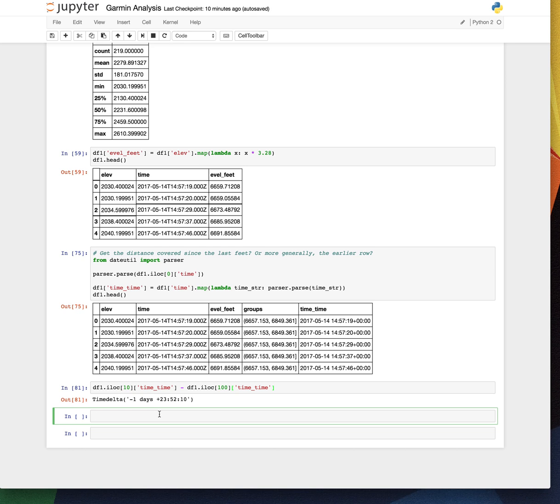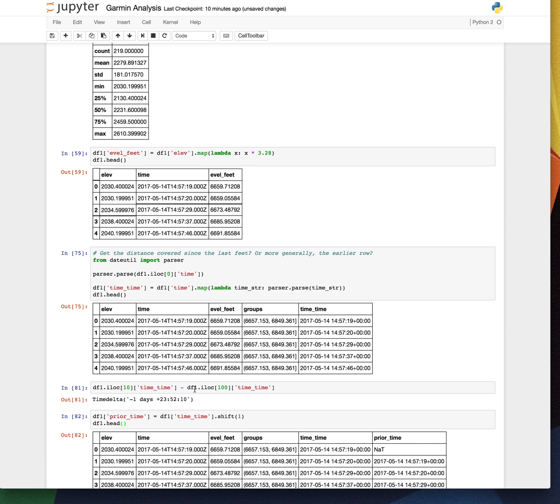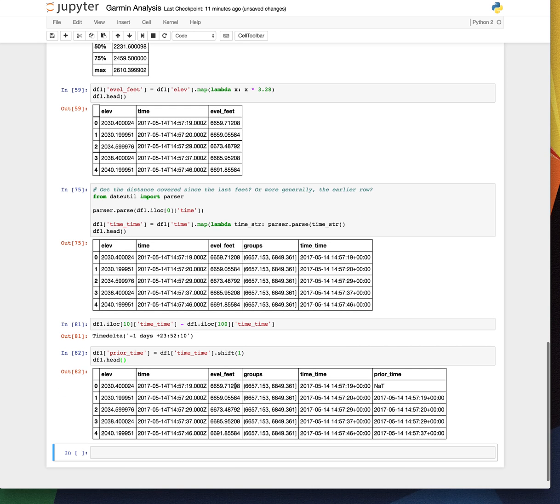I forget how it goes. What is it called? Shift. So say df1 prior time equals df1 time shift. I might screw this up at first. Shift 1. Okay, so this should be that, and it is.